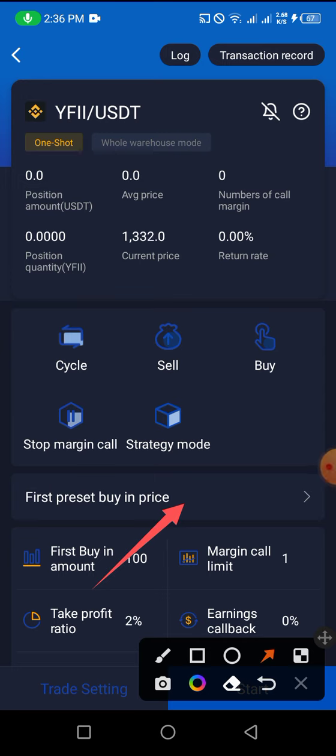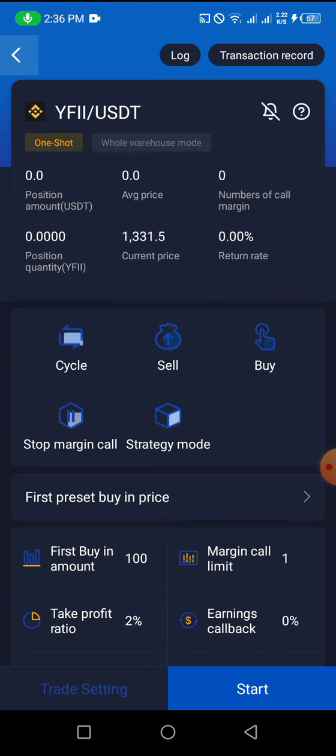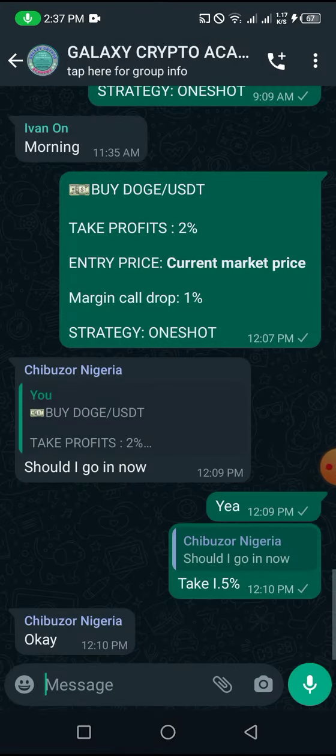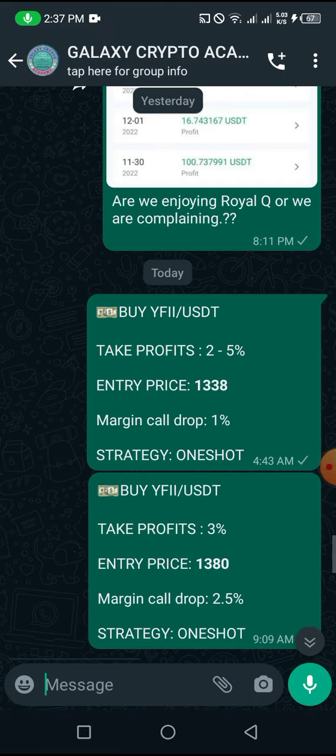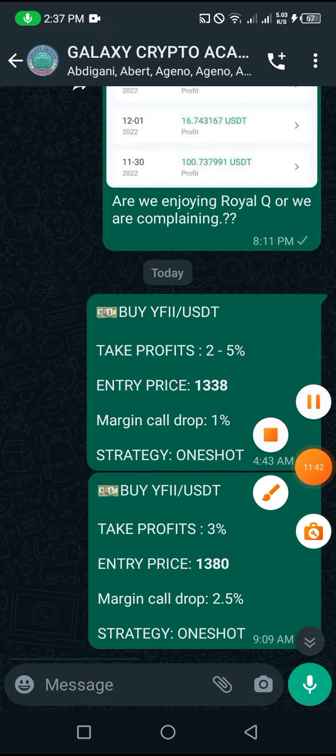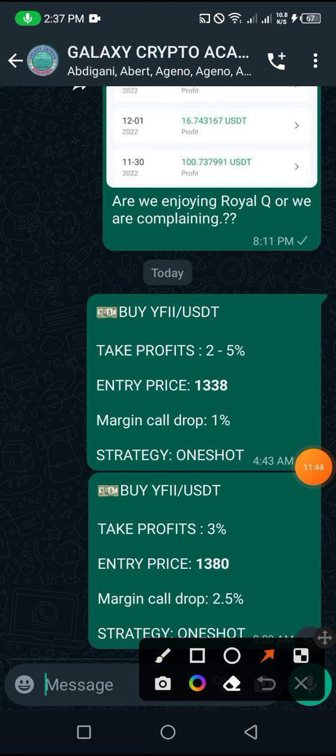So the current price of this coin in the market is 1,331. But in the signal, it is 1,338. Meaning this price is higher than the current price. But most of the time, once a signal is dropped, normally the entry price is lower than the current price. But this is a signal that was sent earlier.